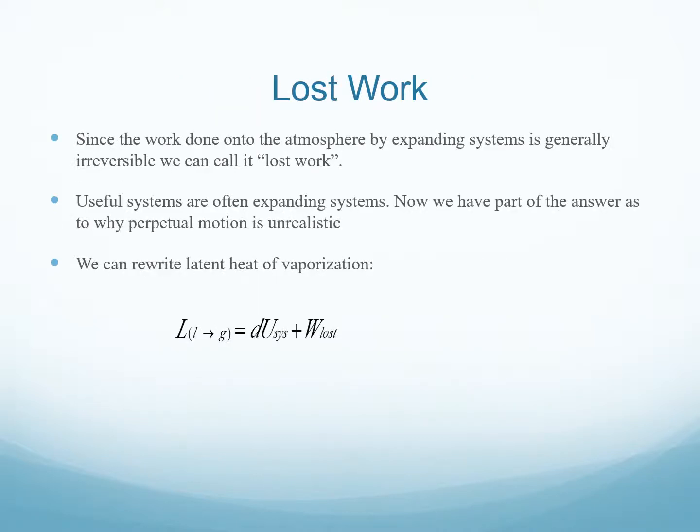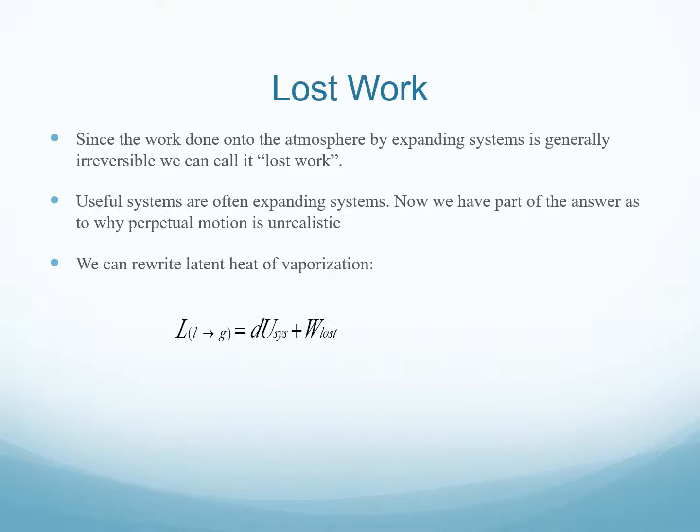So let's consider the implications of lost work. Since work is done onto the atmosphere by expanding systems and it's generally irreversible, we can call it lost work. You can imagine the atmosphere as a massive body, and therefore as you put energy into it, whether it be work or heat, you do not see a temperature or a pressure increase of the atmosphere. So that's why we considered isobaric and isothermal in this case. But the reality is that the expanding system is doing infinitesimal work onto the atmosphere.